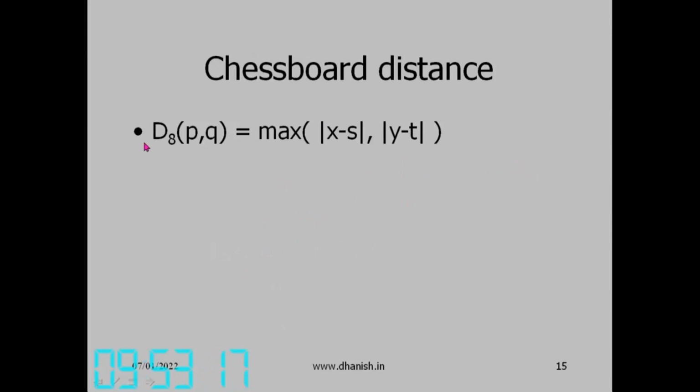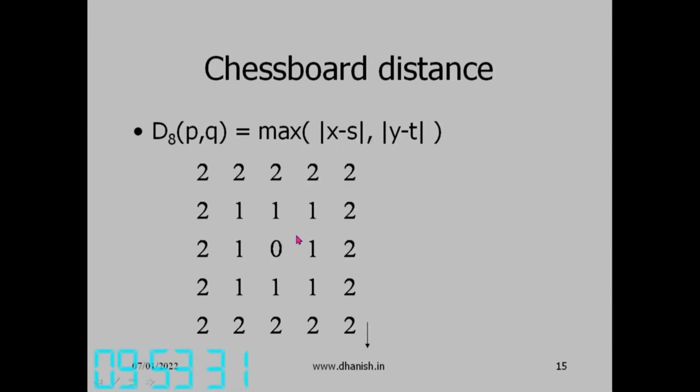And finally, chessboard distance d8 of P and Q is the maximum of the absolute value of x minus s and the absolute value of y minus t. So chessboard distance, how does the king move? I hope all of you know chess. So how does the king move? From here, the king can go here, here, here, here, here, here, here, in one step. So all these it can move in one step.